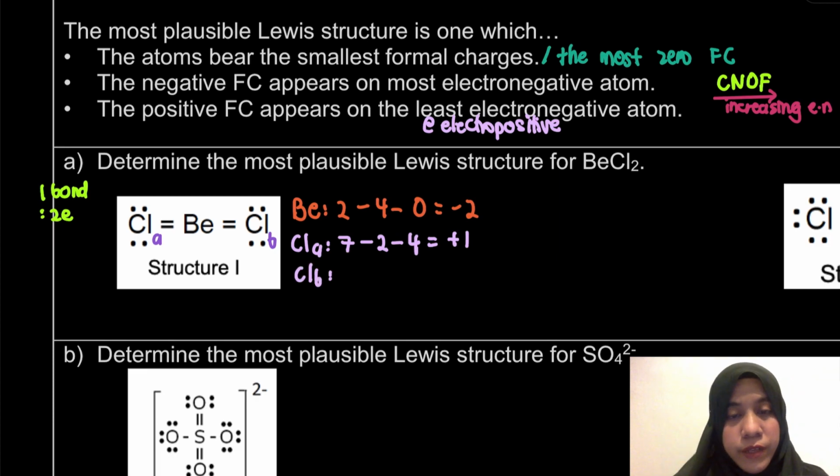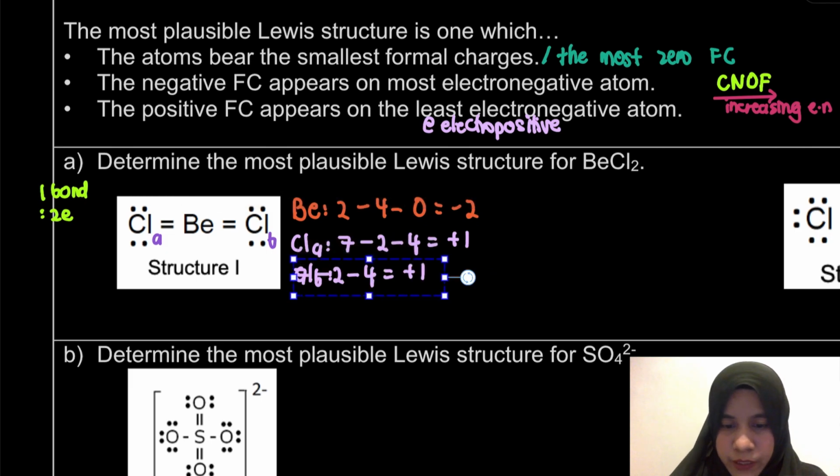Okay, sebenarnya chlorine B ni is the same case sebab chlorine B ni memang ada 2 bond, 2 single bond, and then it has 1, 2, 3, 4, 4 non-bonding electron. So, the same one. So, copy paste sahajalah. Okay.